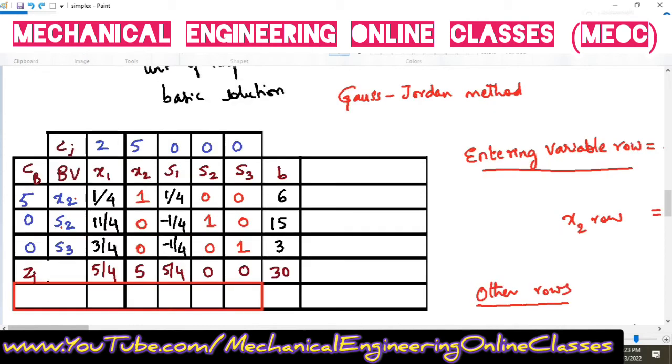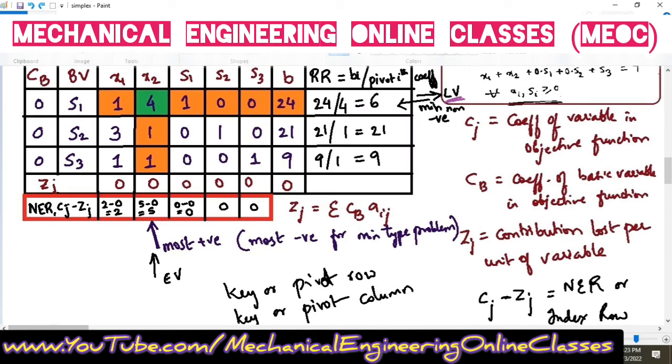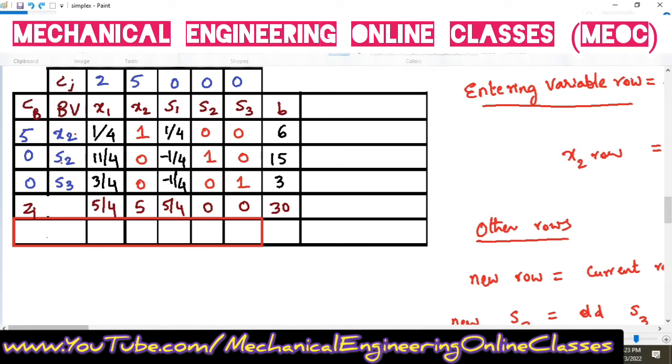So if we compare our present z to the previous z, our objective is to maximize z. So z has become better. From 0 it came to 30. So z is getting better in every iteration in this particular method of simplex. But we do not know whether this is also the best solution or not.